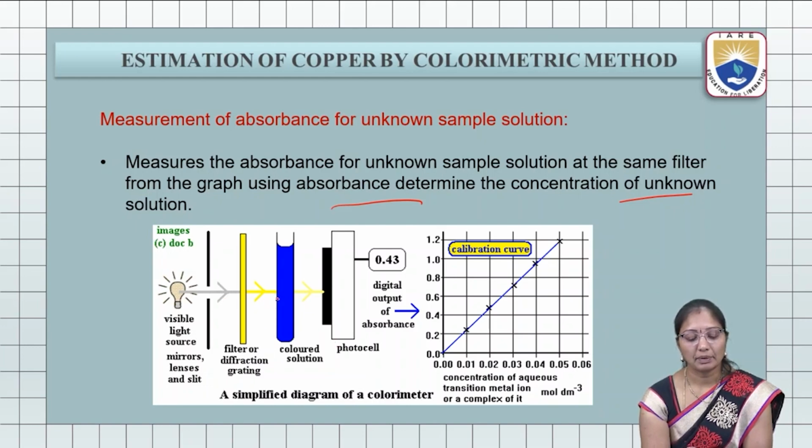So when the light passes, the copper sulfate solution absorbs the light. Based on the absorption of the light, we will get the absorbance in the calorimeter. Based on the absorbance we got, we are going to plot a graph with absorbance on the x-axis and concentration on the y-axis. We are going to plot and correlate.